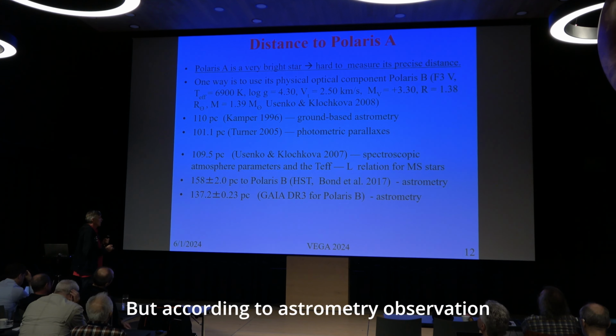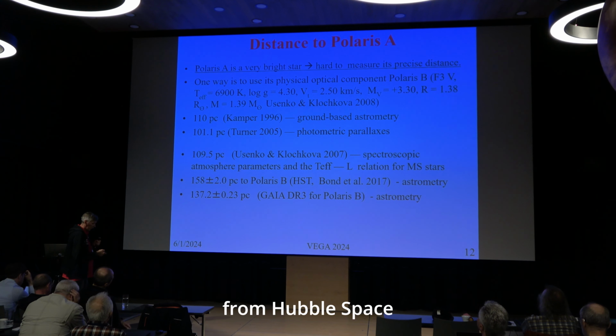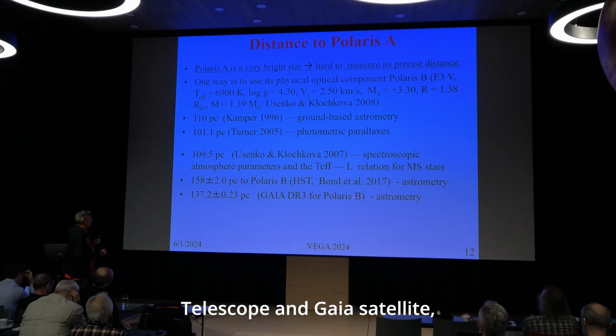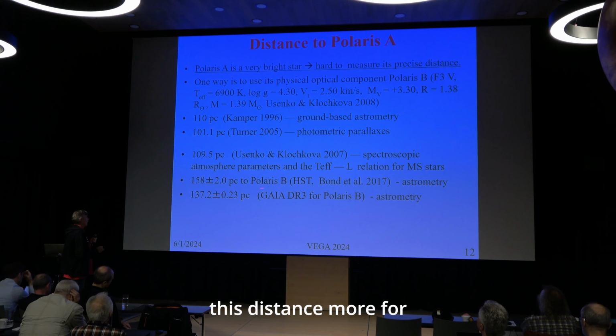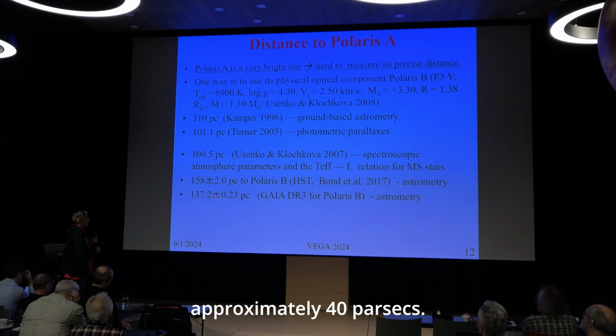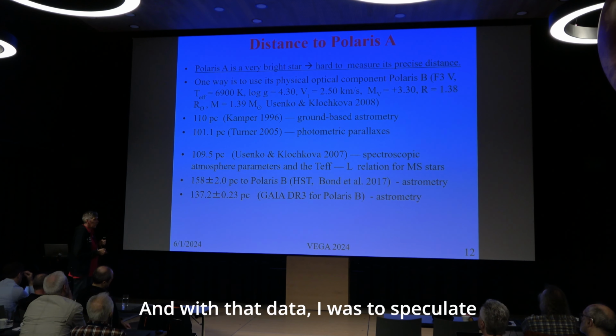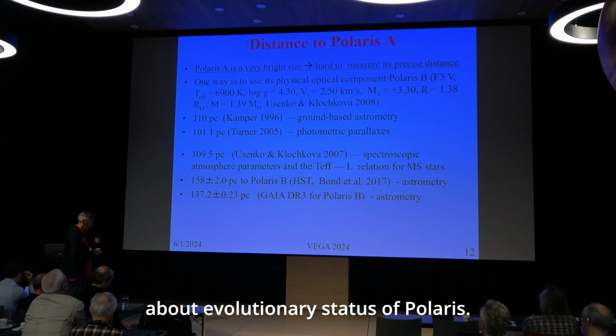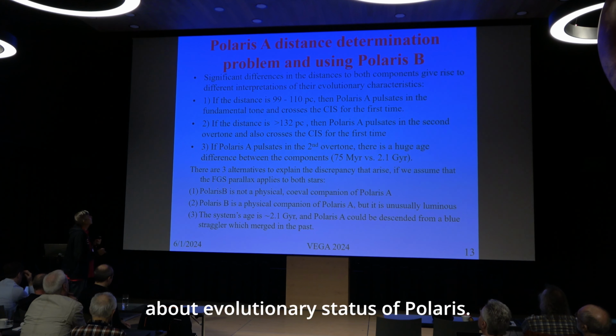But according to astrometric observations from the Hubble Space Telescope and the Gaia satellite, this distance is larger, approximately 40 parsecs more. And this data allows us to speculate about the evolutionary status of Polaris.